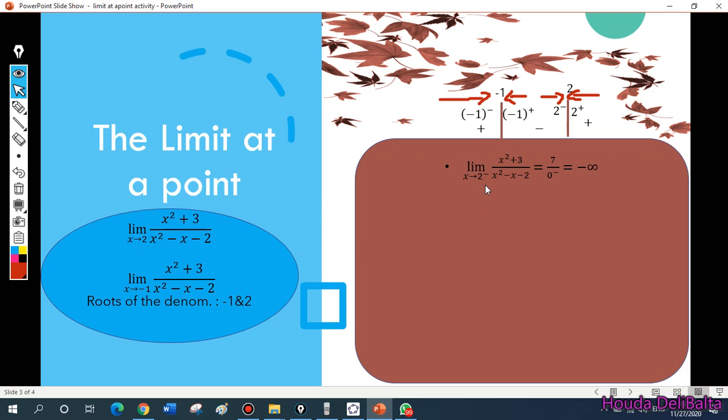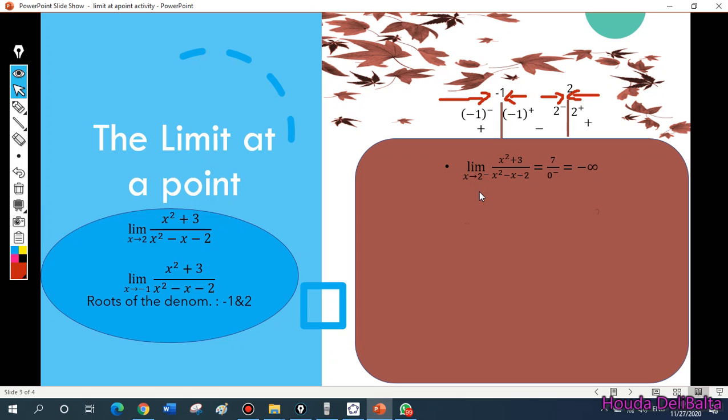So the limit as x goes to 2 minus of this function, we just substitute here. 2 squared is 4, plus 3 is 7. And directly, as I told you previously, because 2 is a root of the denominator, you directly put 0. Now 0 minus or 0 plus is according to the table. We are talking about x approaching 2 minus, then 2 minus is in this region, which has a minus sign, so we put 0 minus. That's a negative number. Now 7 divided by 0 minus is minus infinity.